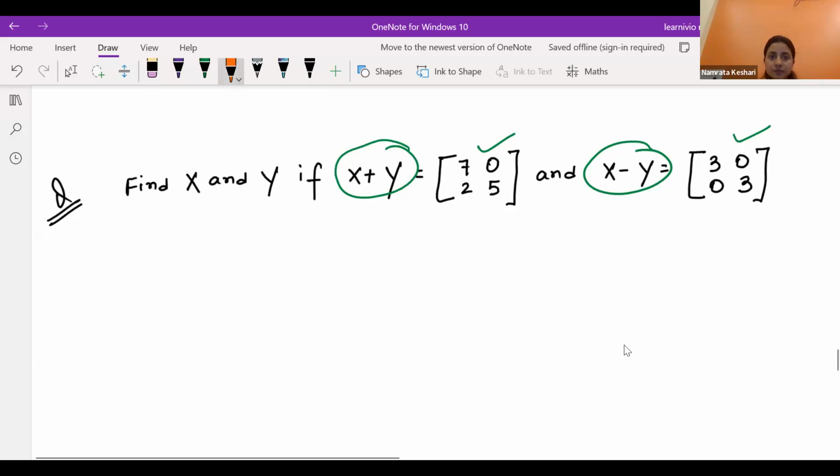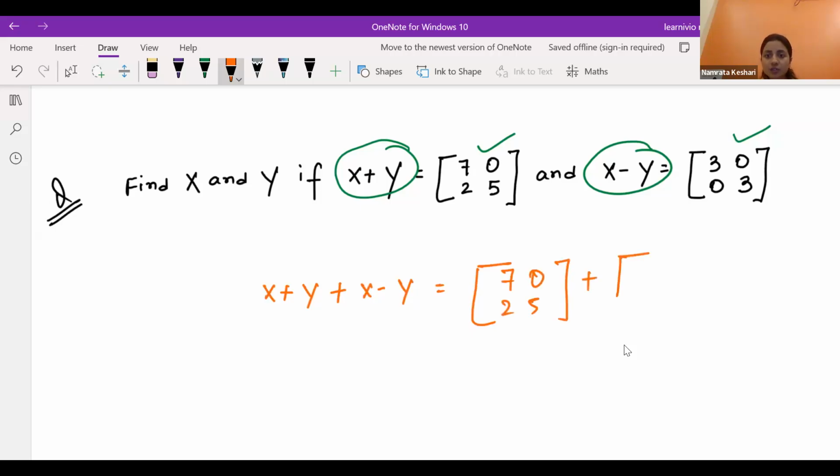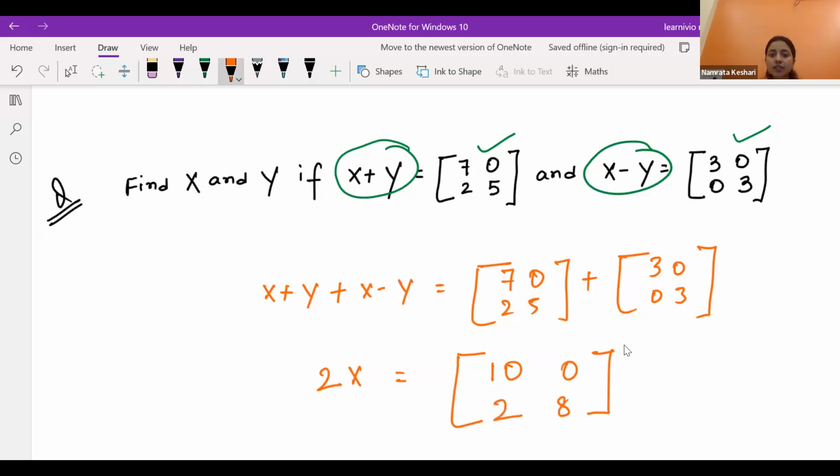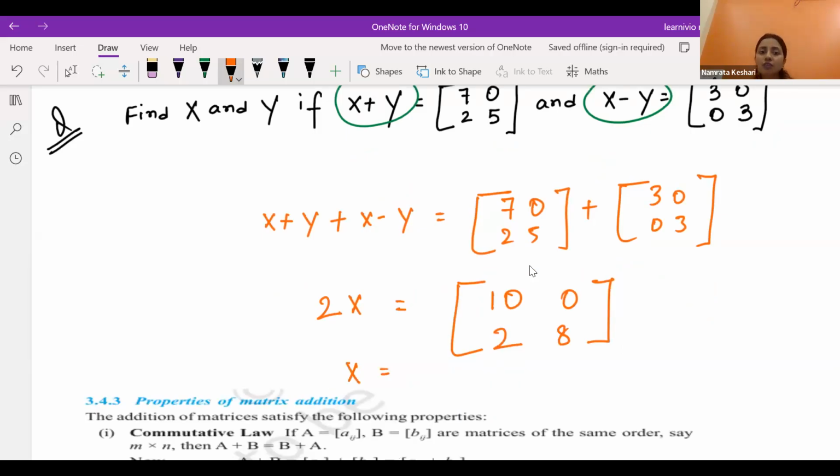So basically we can directly add. x plus y plus x minus y is equal to this matrix added with that matrix. Y is gone, we are getting twice x is equal to, we can write the added form: 10, 0, 2, 8. Then we can say that x is, the way we deal with a basic equation.